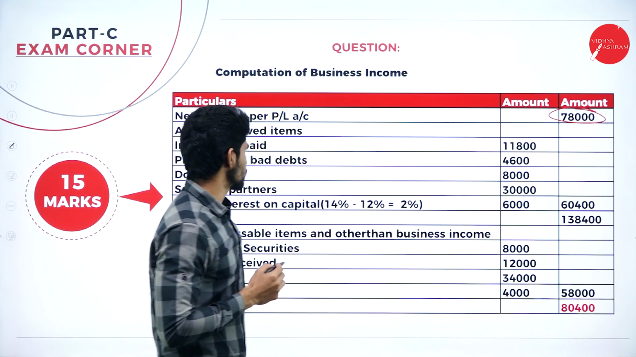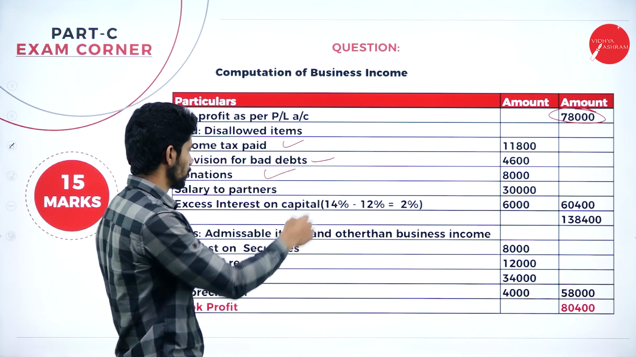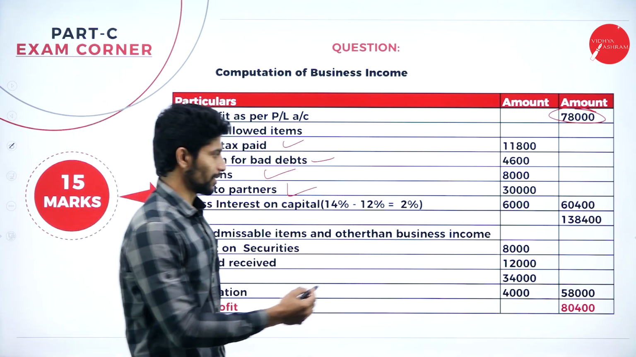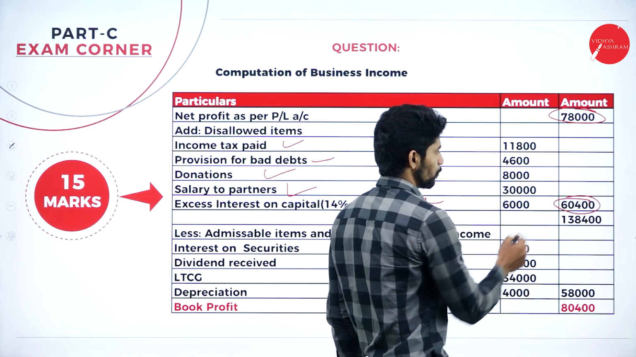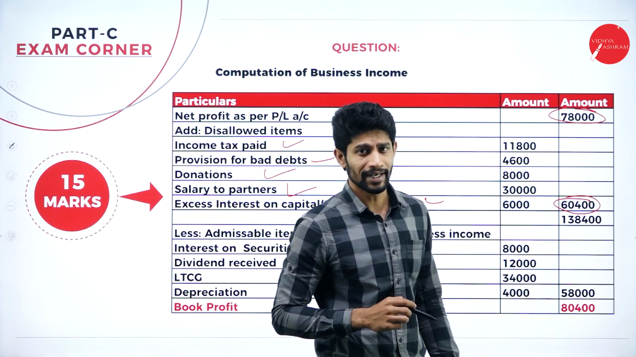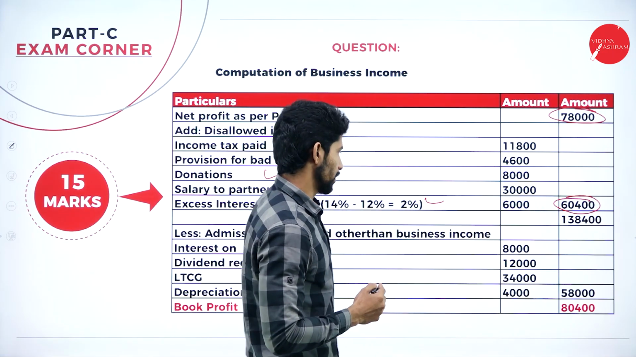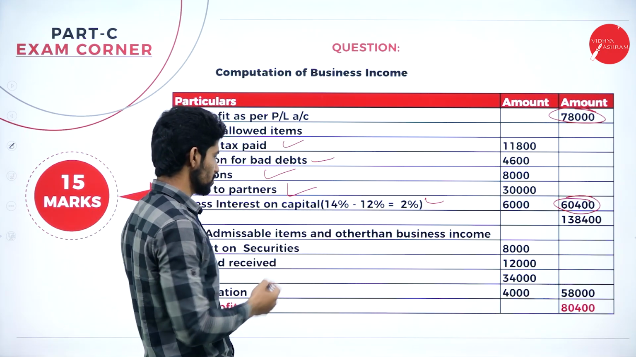And add disallowed items: income tax paid, provision for bad debts, donations, salary to partners, and excess of interest, that is 2%. So total the inner column, you will get 60,400. Add it with 78,000, you will get 1,38,400. Next, less admissible items and other than business income.